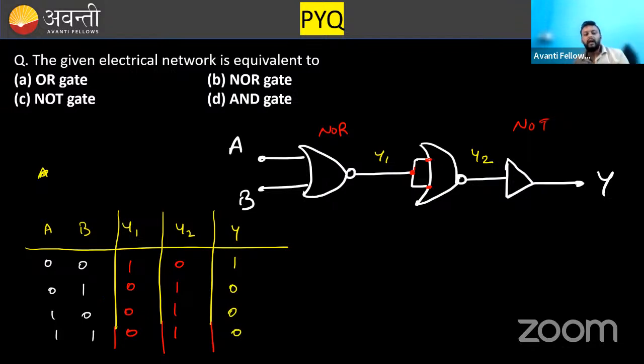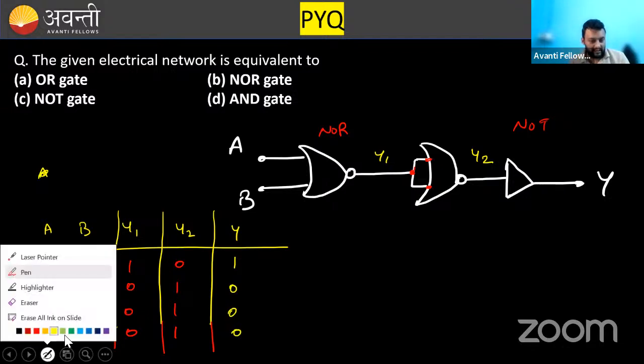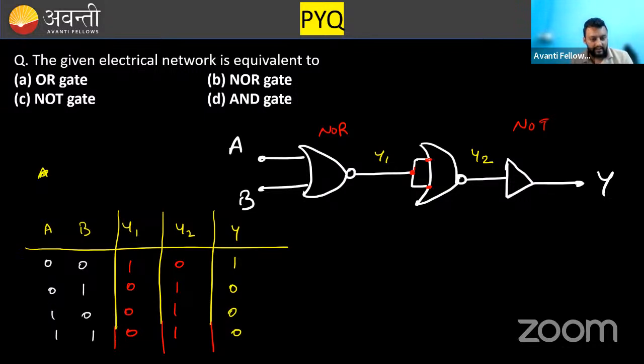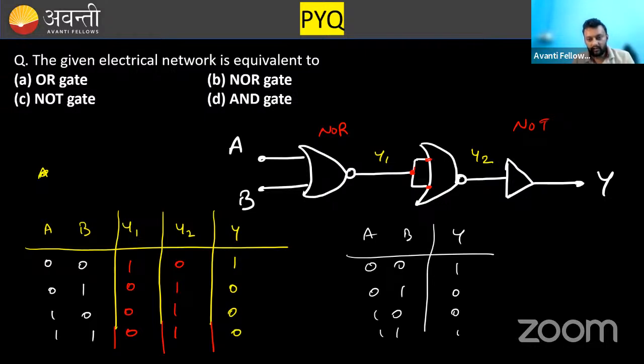1, 0, 0, 0. Now what you need to think about, that for these inputs A and B, final table is A, B, and Y. That is 0, 0, 0, 1, 1, 0, 1, 1. And this is 1, 0, 0, 0. Now which gate it should be? Which gate it should be?